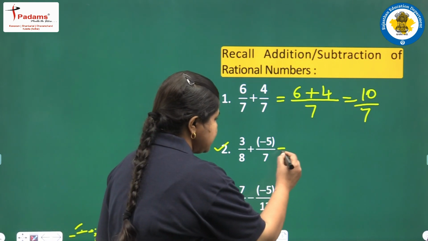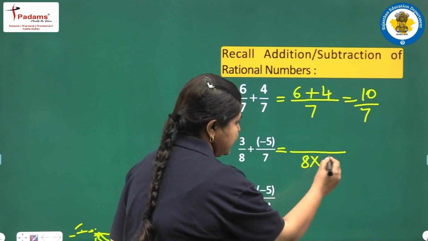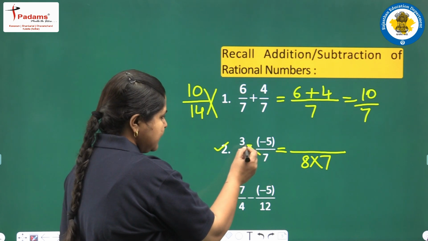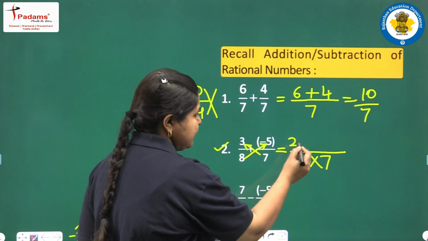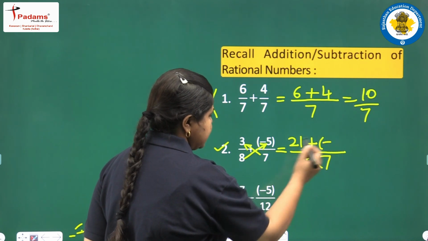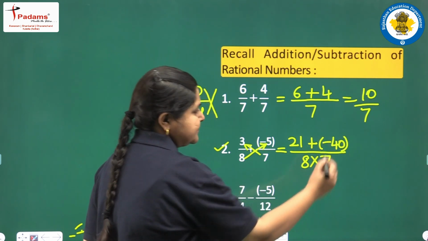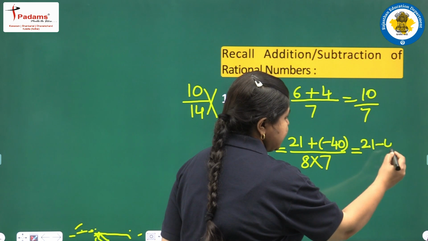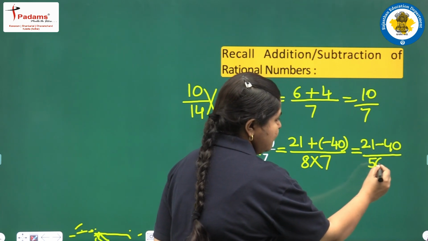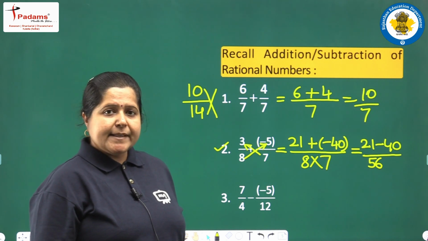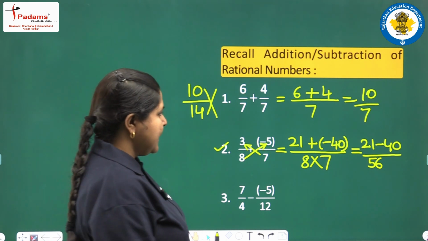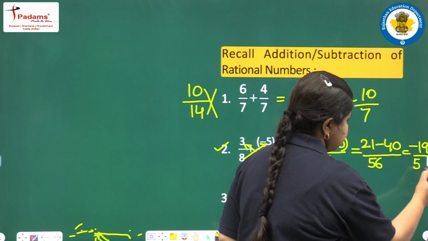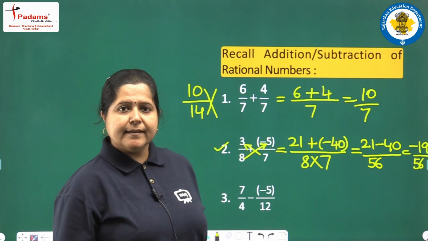The LCM of co-prime numbers will be simple, multiply both of them. This is the LCM, and in this case we can write the above numbers by cross multiplying. 3 7s are 21 and minus 8 5s are 40. We got it. Now 21 minus 40 upon 56. Why minus? Because between plus and minus, minus wins the race. This gives me the answer to be minus 19 upon 56. So this is the answer.